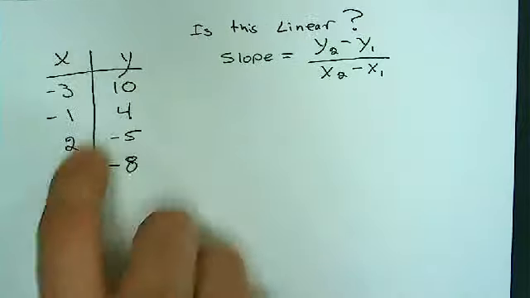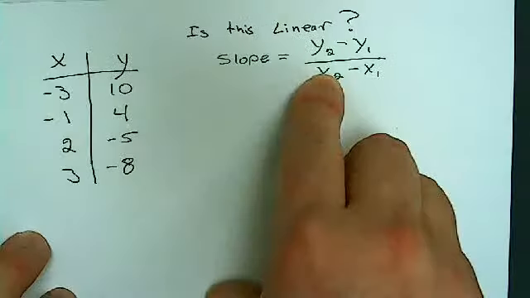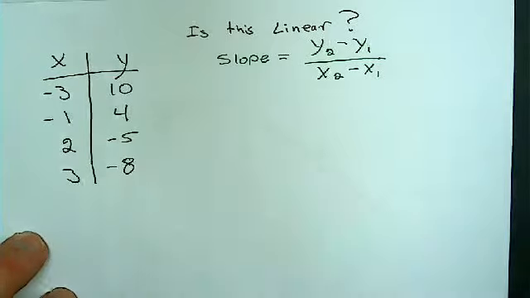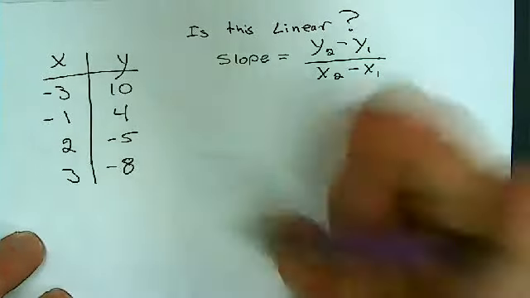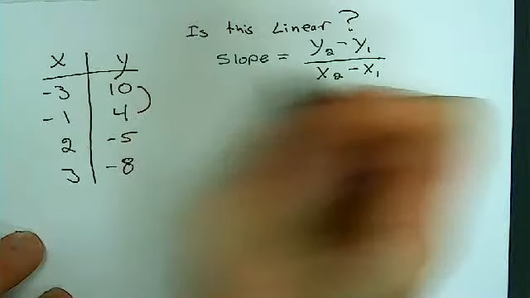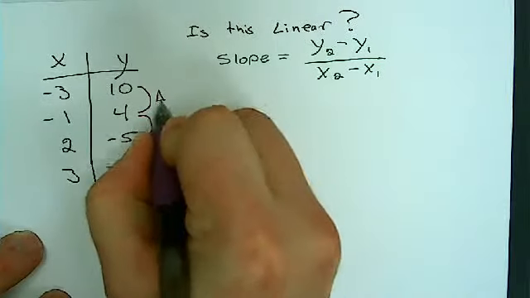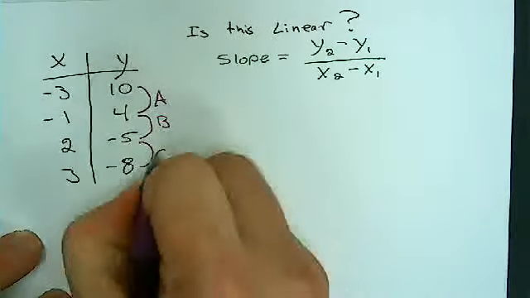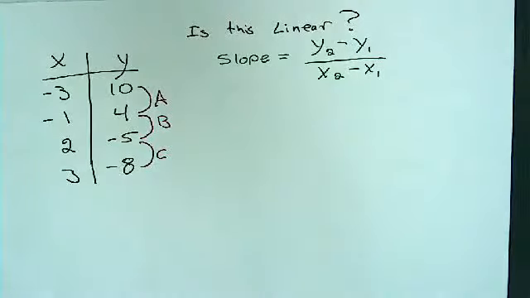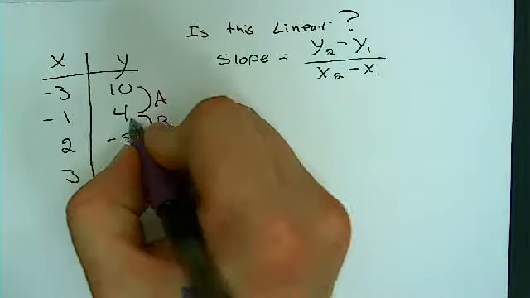So here's our collection of data. Here's a reminder of the slope formula. The question is, does this follow a linear relation? So let's pair these guys up. And I'm going to call these letters again to designate which pair I'm looking at. And then I'll go ahead and do my subtractions.